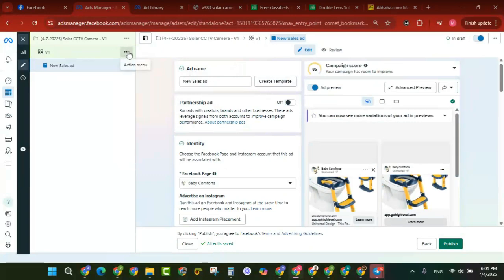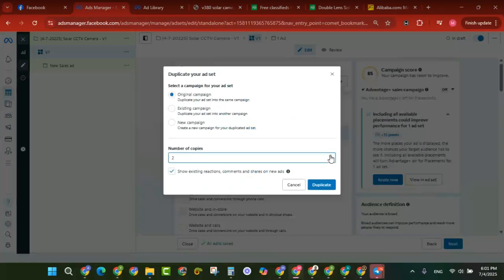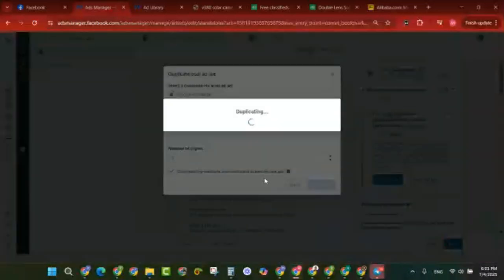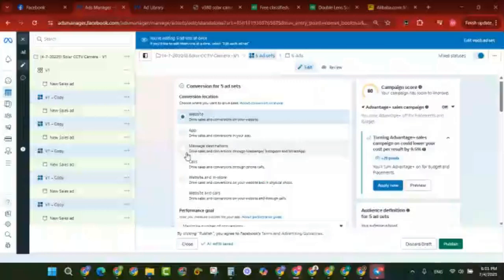Click on it here. Then you now duplicate. Do you understand? You can just click on quick duplicate, or you just click on duplicate here and make it, let me say, 5, for example. This one shows existing reactions, comments, shares, and something. I'm going to talk about this next time. You can keep it ticked. Then you click on duplicate. I'm going to explain that one next time.